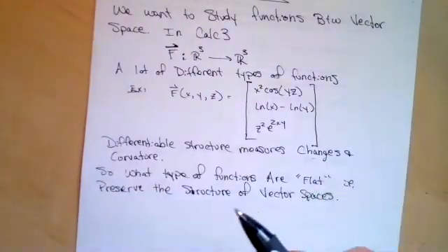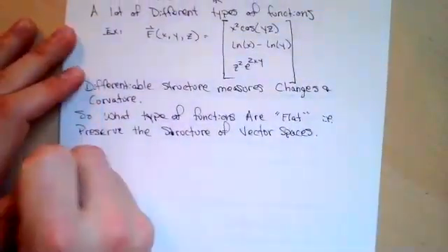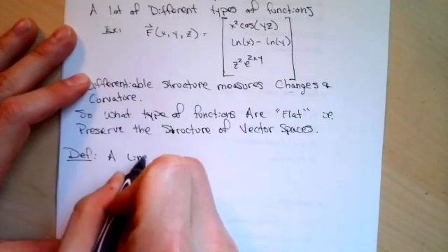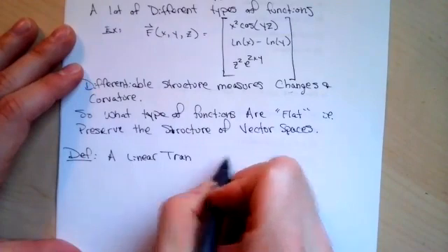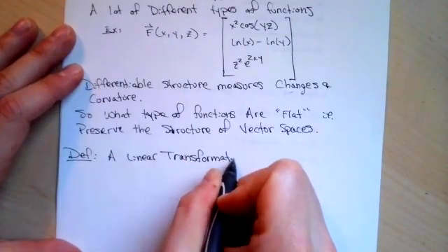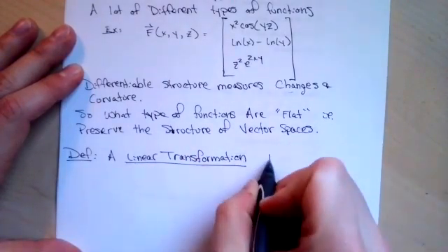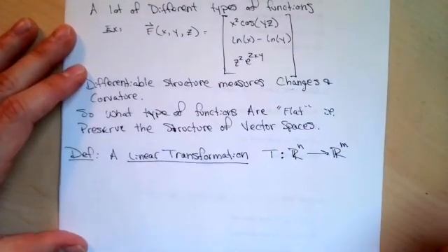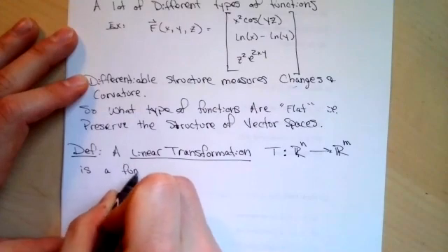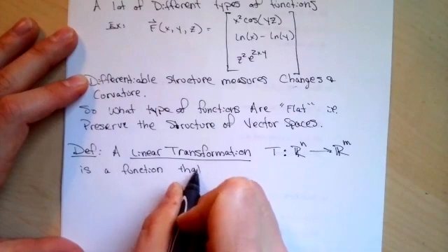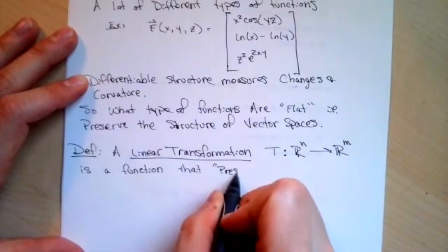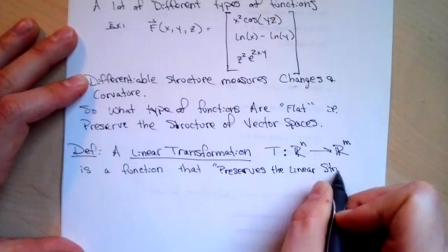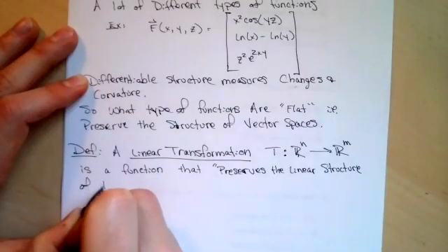And so let's try to arrive at what we need for a linear transformation. So our definition: a linear transformation, let's call it T. It's going to map, let's just say, n-dimensional space to an m-dimensional space, is a function that, and I'll put this in quotes, "preserves the linear structure of the vector space."